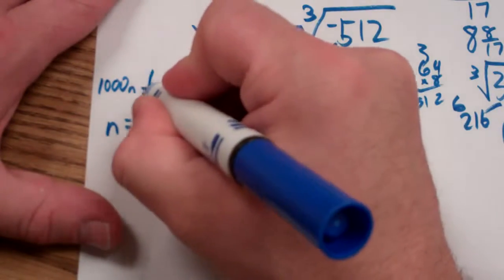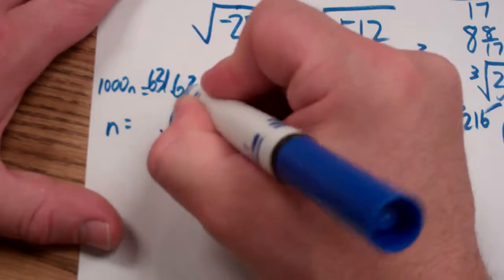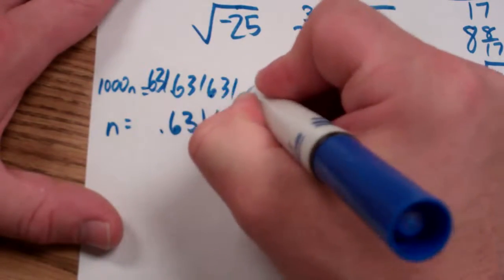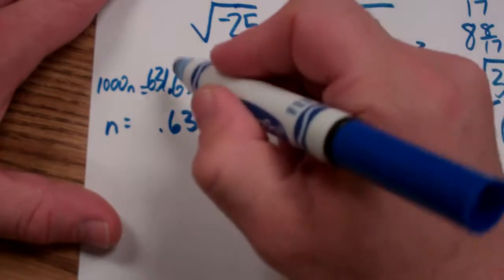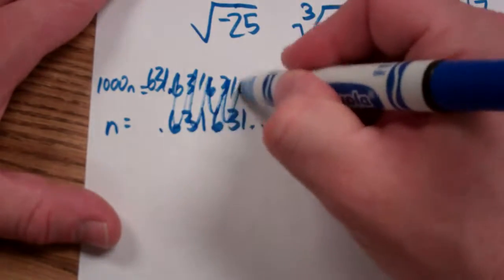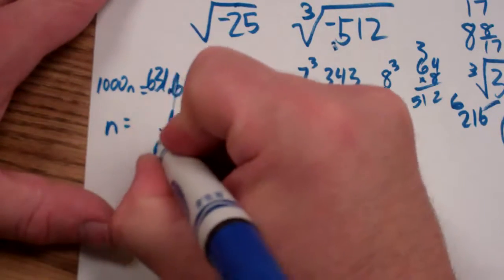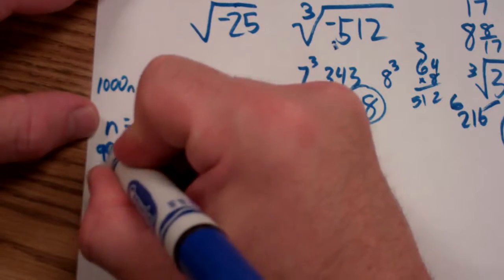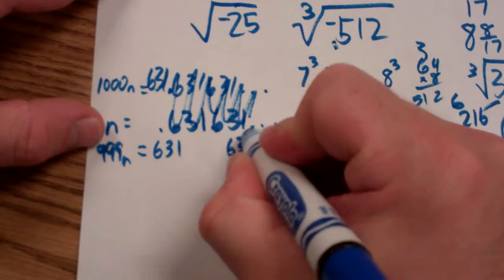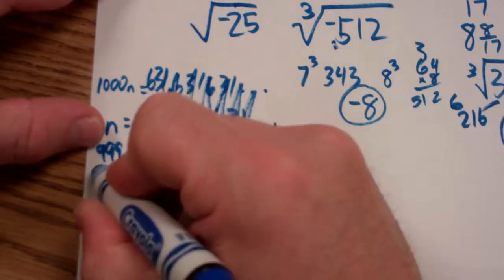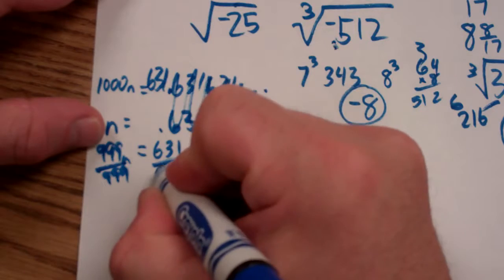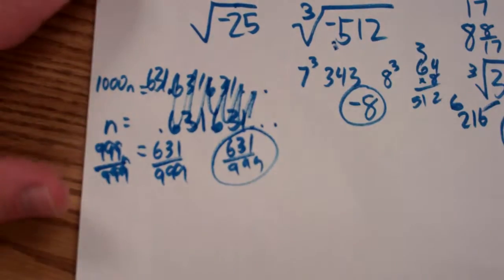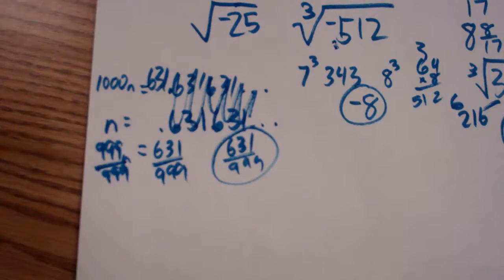That would get me 631.631631 dot dot dot. Now I'm ready to subtract. When I subtract, all of this stuff cancels out. And I'm left with 631 equals 1,000n minus 1n is 999n. And then 631 divided by 999, because of course you divide to get rid of that. Divide and there's your fraction, 631 over 999.